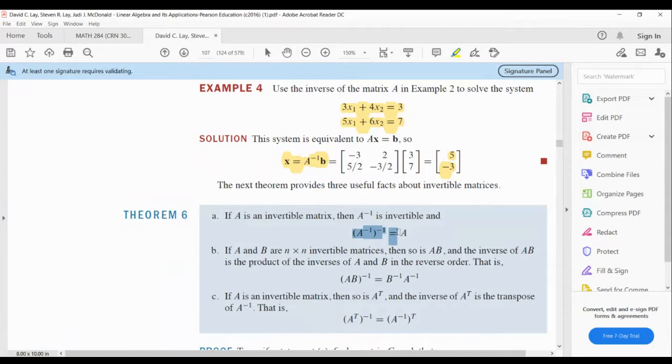There are theorems regarding inverses. The inverse of an inverse equals the matrix. If you have the inverse of a product, A times B, where A and B are square invertible matrices, the inverse of the matrix product AB is equal to B inverse times A inverse. And finally, the inverse of a transpose matrix is the same as the transpose of the inverse matrix.